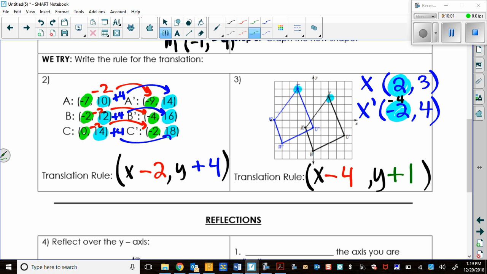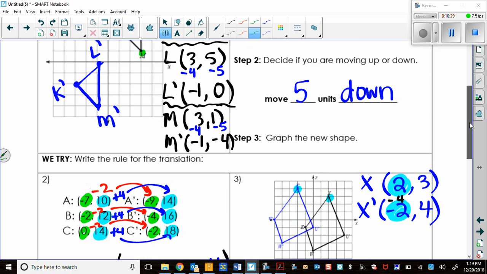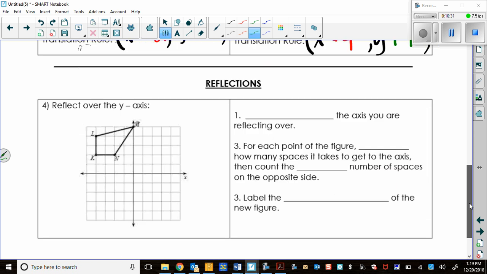And that's how I'm going to get my new ordered pairs. So I can show you with u and u prime. This is where I start. I'm trying to get to this u prime. I'm going to move to the left 4 units, 1, 2, 3, 4, and then go up 1. So that rule still applies to that. If I look at w, I move to the left, 1, 2, 3, 4, and I go up, I get w prime. So that's how you solve translating.